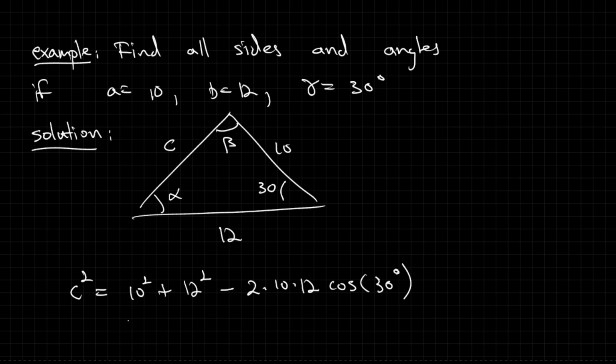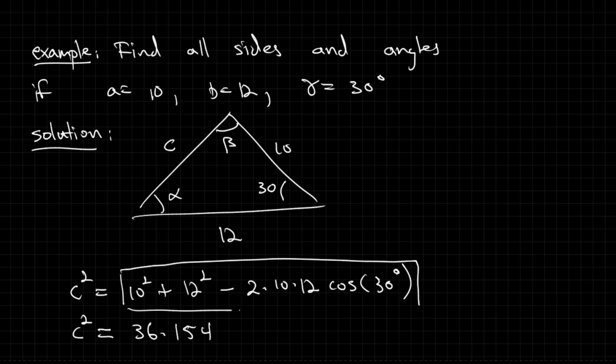That's 2 times a, which is 10, times b, which is 12, times cosine of 30 degrees. If I type this into my calculator, making sure that my calculator is in degree mode, I get that C squared is 36.154, rounding to the third decimal place. Then I'm going to figure out what C is by taking the square root. When you do this computation, your calculator will store the result, and then you can evaluate the square root by doing square root of answer.